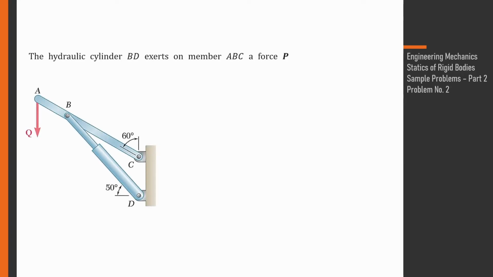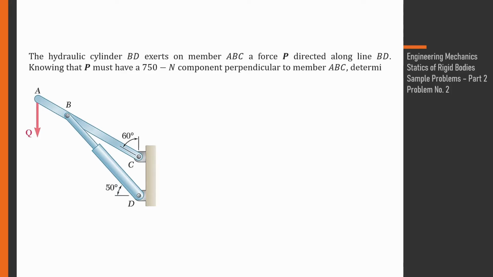Next problem. The hydraulic cylinder BD exerts on member ABC a force P directed along line BD. Knowing that P must have a 750 Newton component perpendicular to member ABC, determine first the magnitude of the force P and its component parallel to ABC.